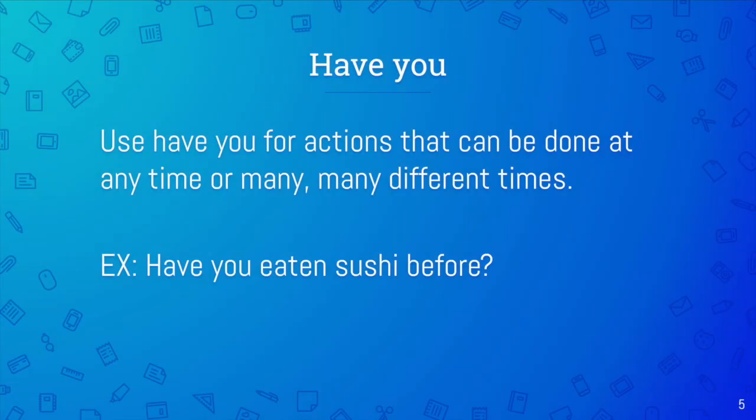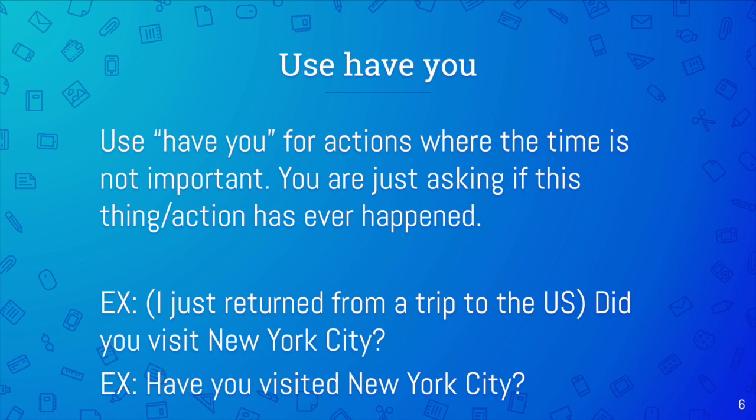Conversely, you should use have you for actions that can be done at any time or many, many different times. For example, have you eaten sushi before? Unlike our last example, this is something that you can do at any time. Use have you for actions where the time of when this action happened is not important. You are just asking if this thing has ever happened.